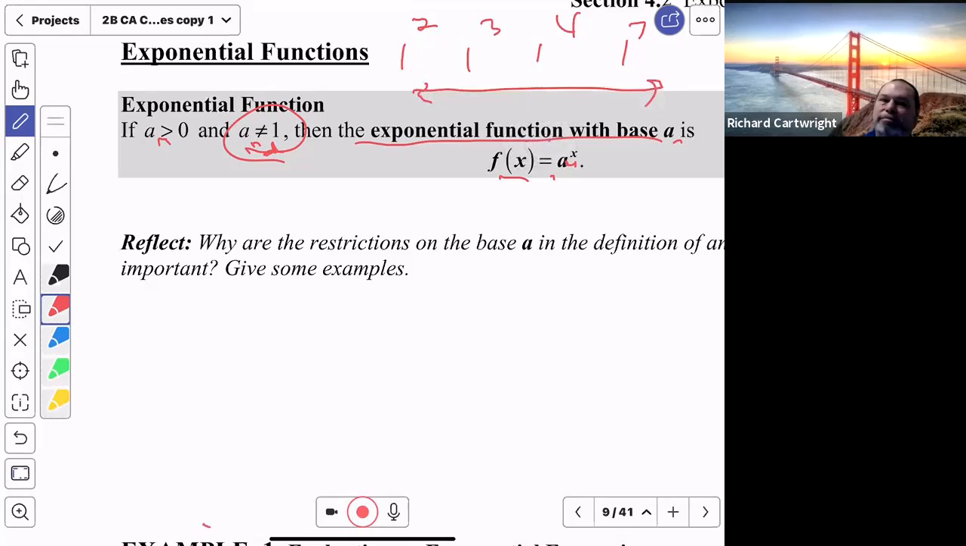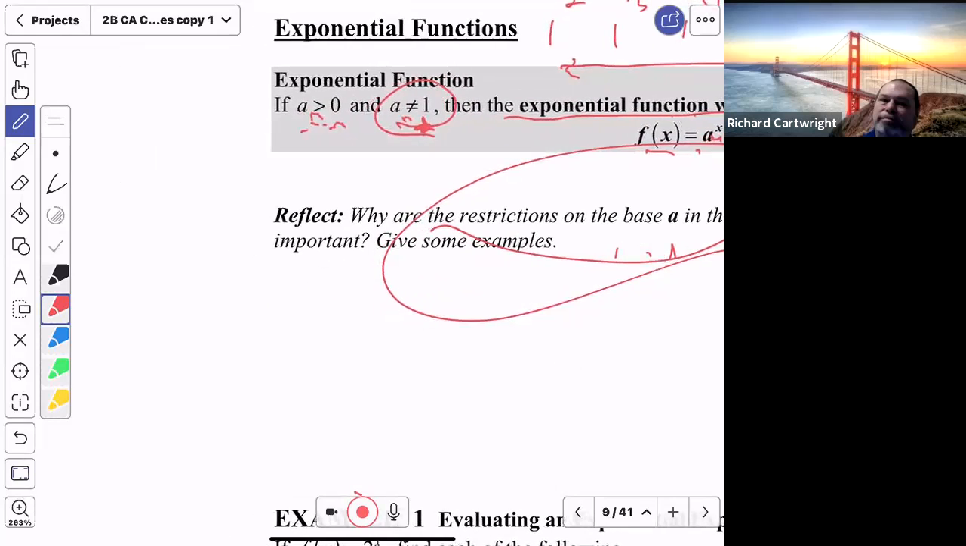Nice job. Thank you. He wants us to talk about why we're restricting it to not be equal to 1, and why a has to be greater than 0. Interesting. What if a was negative? What if I was doing y equals negative 3 to the x? Well, I'm going to show you. It's a simple table. It takes you 5 seconds to see something.